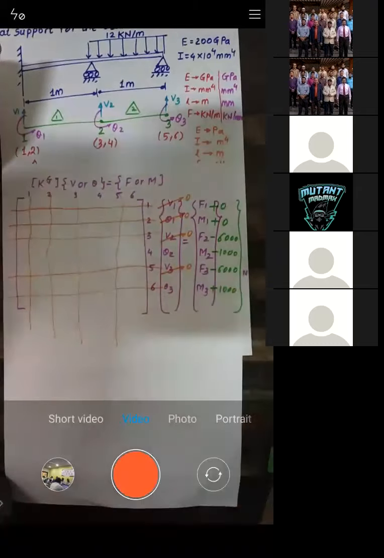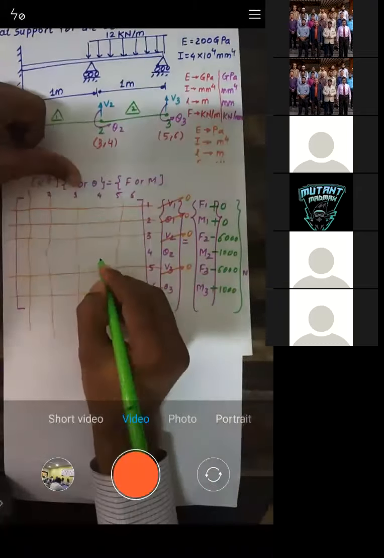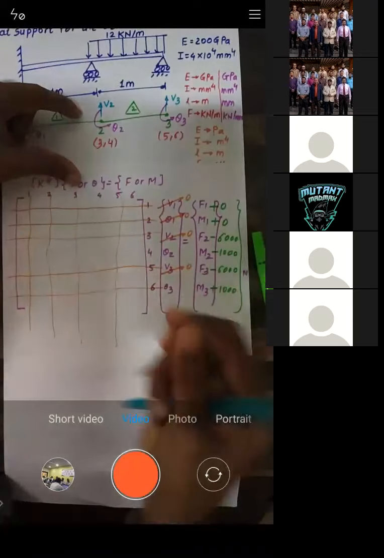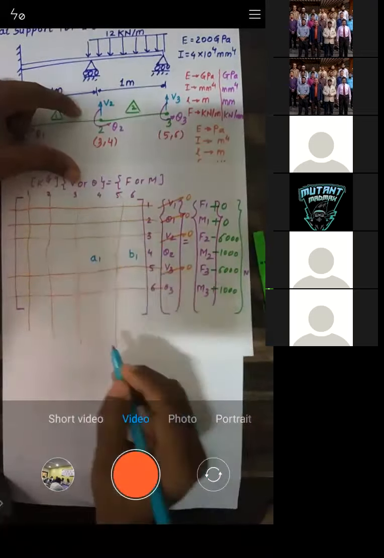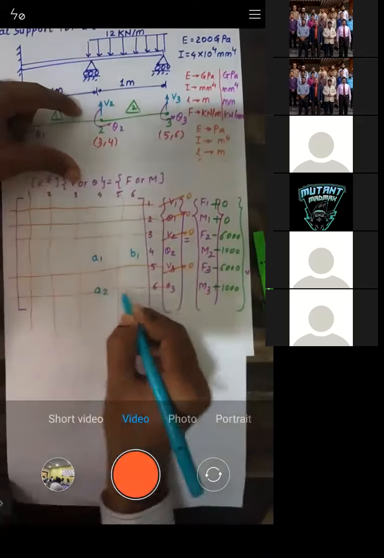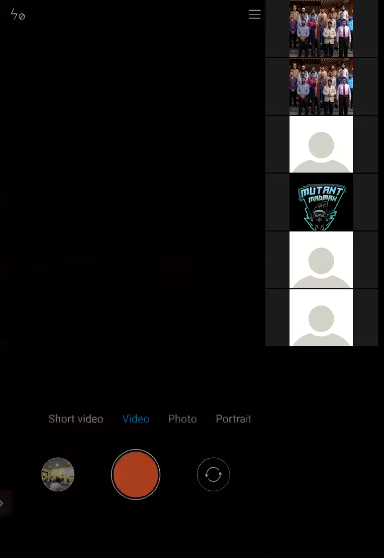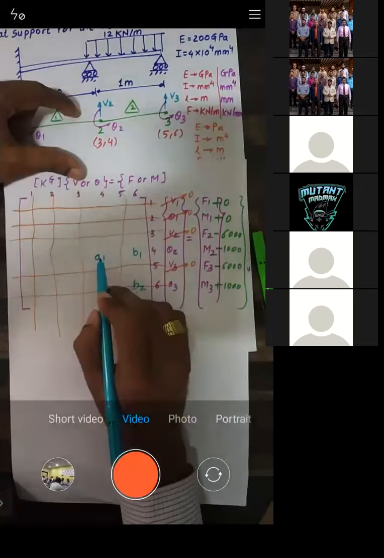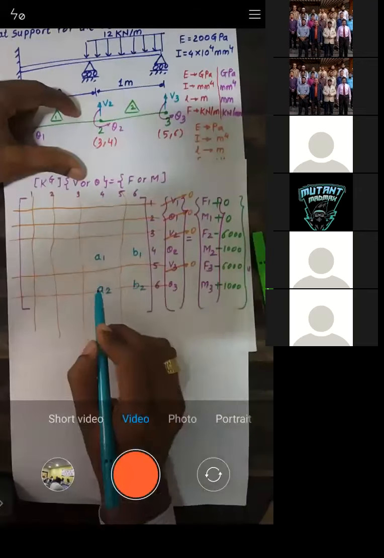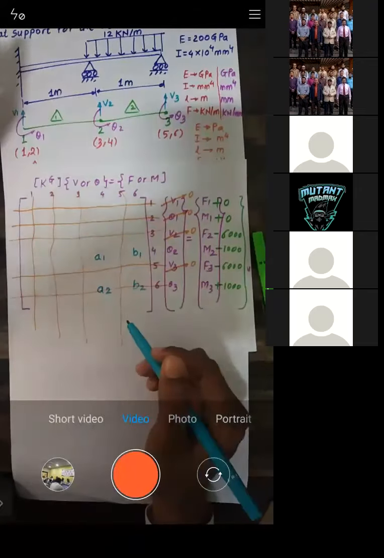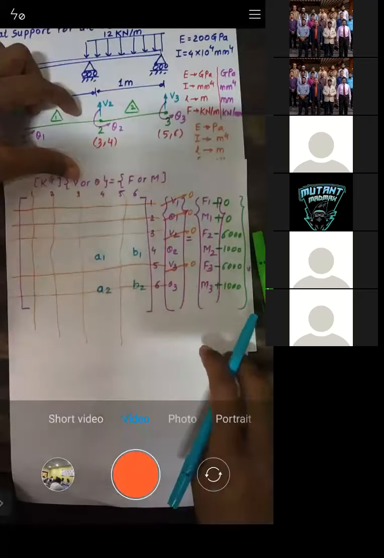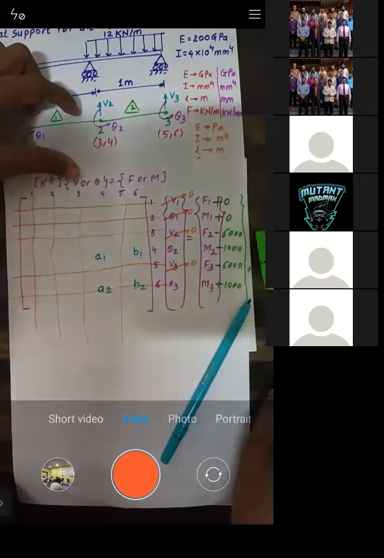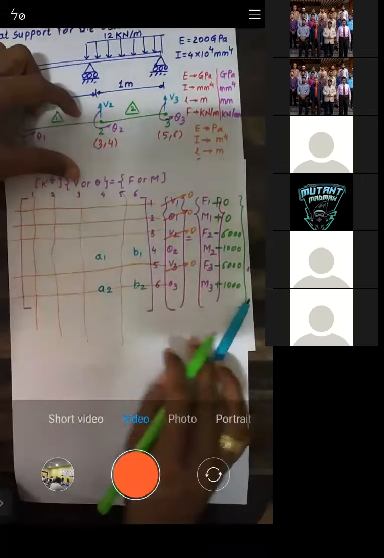A system with 2 equations and 2 unknowns. Let me indicate these values. Let this be A1, this B1, let this be A2 and this B2. So we need to solve this equation with A1, B1 and M2, A2, B2 and M3. This we need to solve, and there you will have some values. Is that okay or not? Let me know.